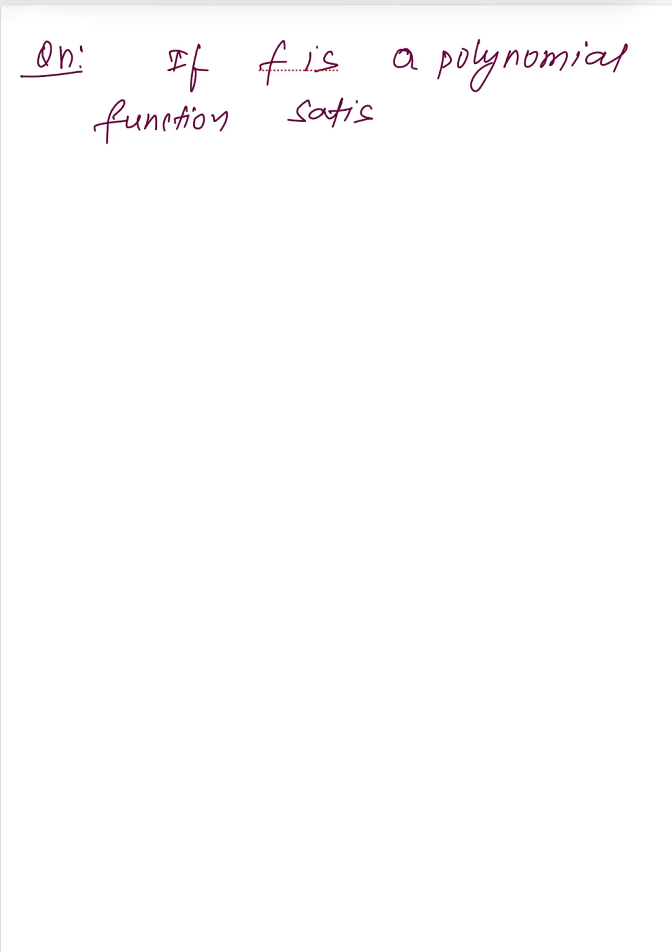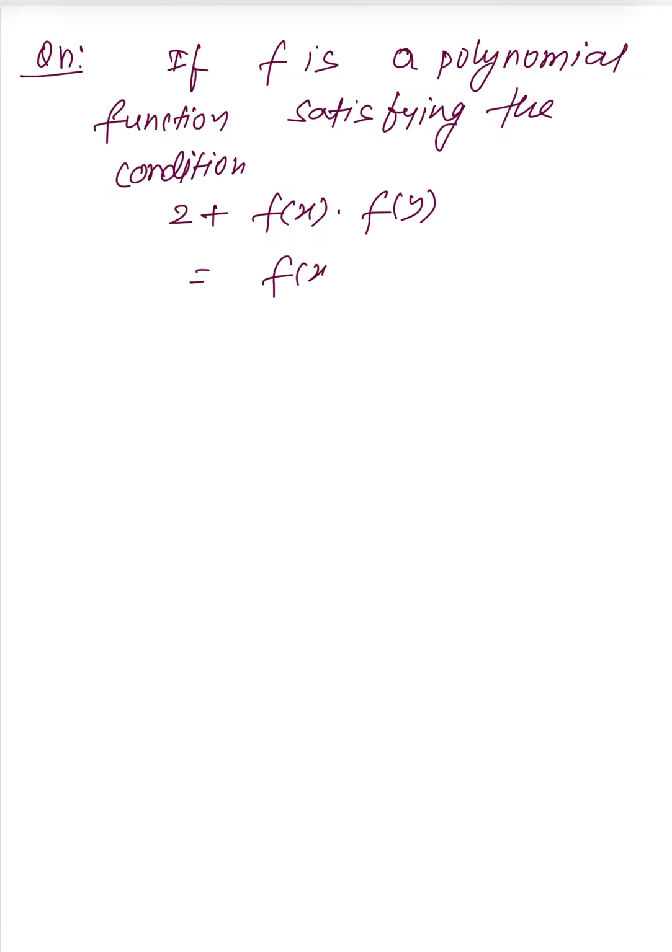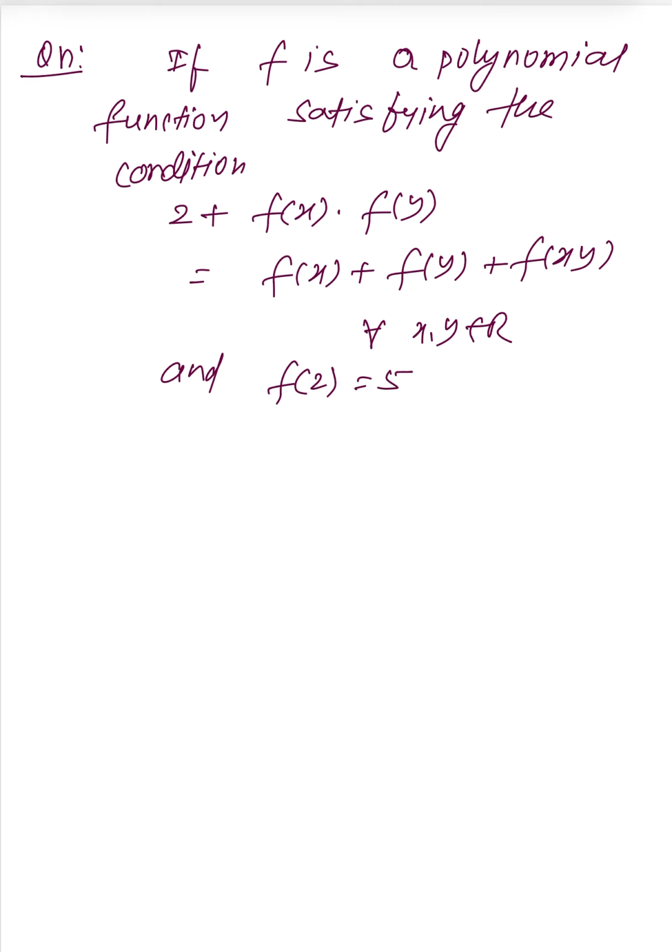Suppose we have one example like this: if f is a polynomial function satisfying the condition 2 + f(x)f(y) = f(x) + f(y) + f(xy) for all x, y belongs to R, and f(2) = 5, then find f(f(2)).